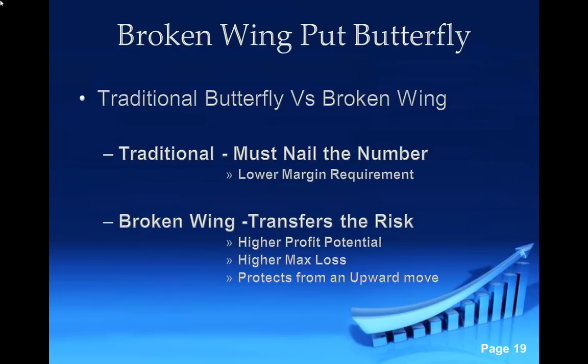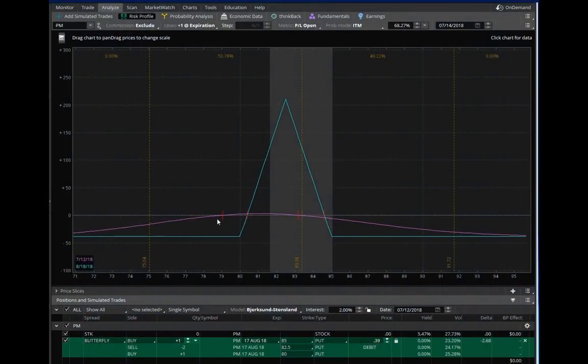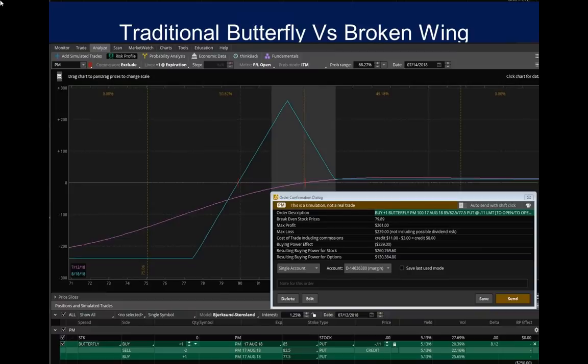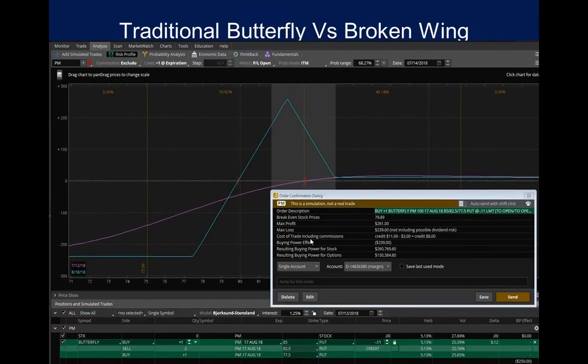All right. So broken wing versus the traditional. I've kind of gone over this a little bit already, but for the Analyze tab, this is your traditional. And then your broken wing, you have risk to both sides, right? By increasing the risk to one side, we've increased the risk to the downside, but we've eliminated all risk to the upside. So that synthetic short spread will increase your margin requirements for this, though. Think about it, you've got that synthetic short put spread in there. That's where that extra margin requirement is coming from.